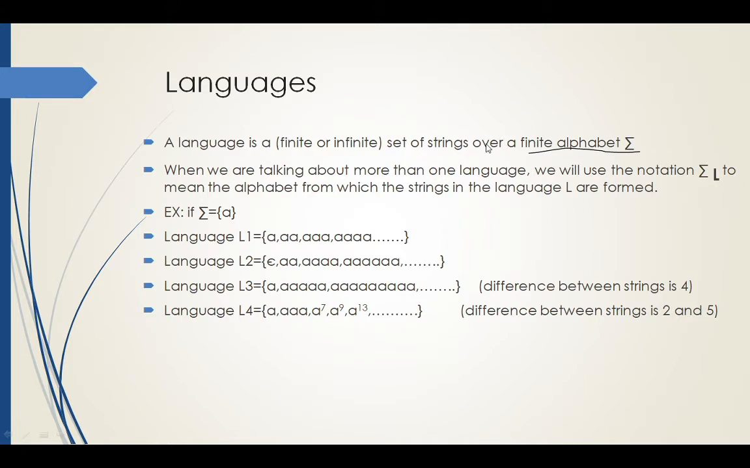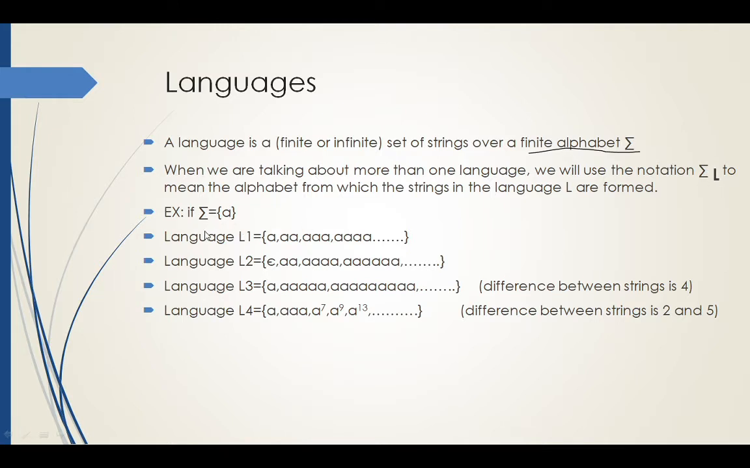When we are talking about more than one language, we use the notation summation of L. This summation of L means the alphabet from which the strings in the language L are formed. The alphabet gives me what? The alphabet set. Using this alphabet you form the language. This is shown by the notation summation of L.